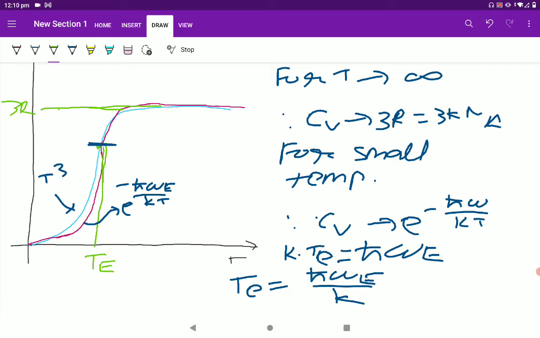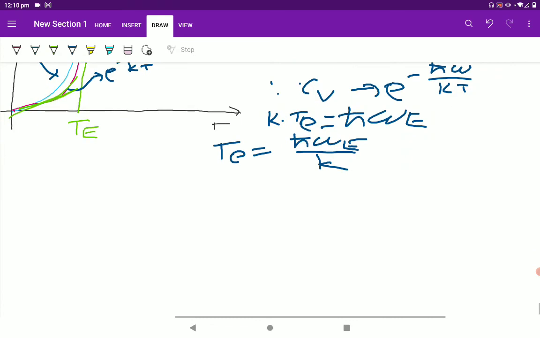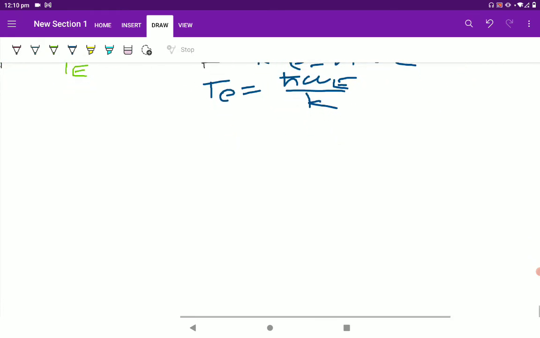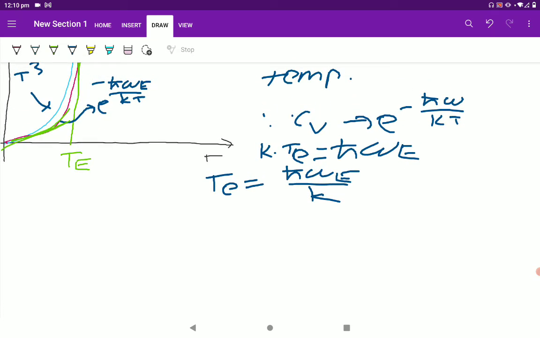And the shape is similar to the real one. But the problem is that in the Einstein model, it goes to 0 very fast. So what is wrong in the Einstein model? Einstein was wrong to assume that all the atoms have the same frequency and are independent.